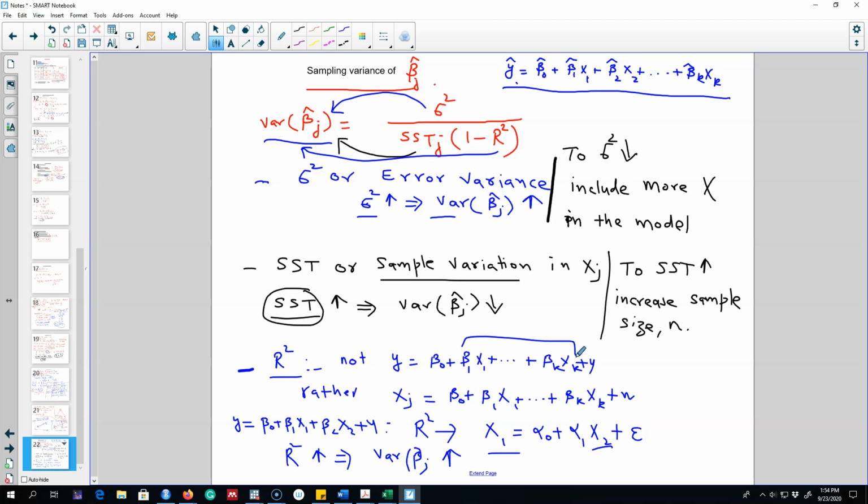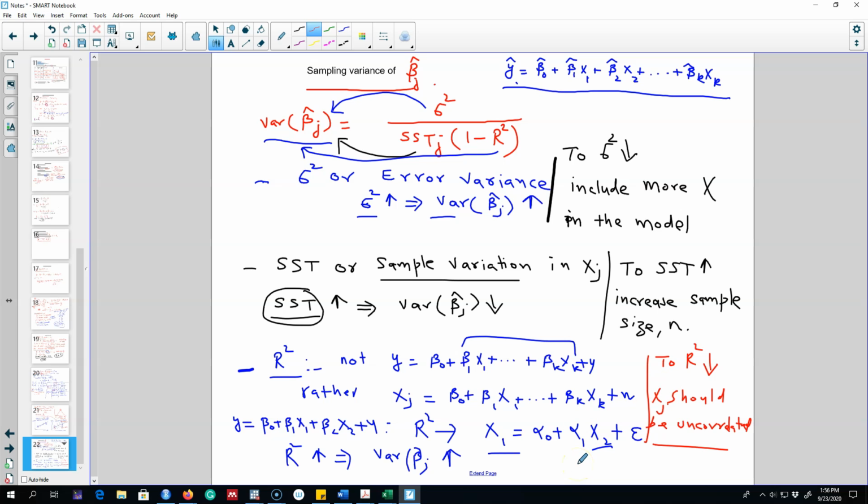In another extreme example, if r squared is equal to 1, this means that xj is a perfect linear combination of some of the other explanatory variables in the regression, and the variance of beta j will go to infinity. So our goal is to decrease r squared, that is the correlation between x variables. To do that, we need to bring in x variables in the model that are uncorrelated.